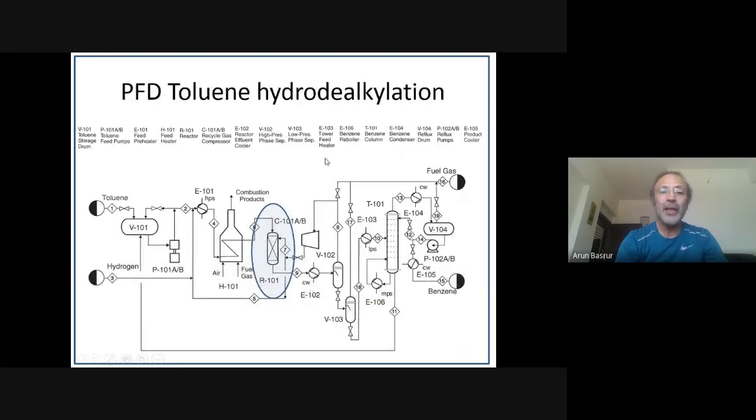So this is a typical flow sheet or a process flow diagram for toluene hydrodealkylation. This R101 in this oval is basically the reactor. Everything to its left is the upstream section, and everything to its right is the downstream section. To reiterate, a chemical engineer plays a major role in all these three sections, but today our talk is limited only to the catalytic reactor. Because of it, we'll be focusing only on this.